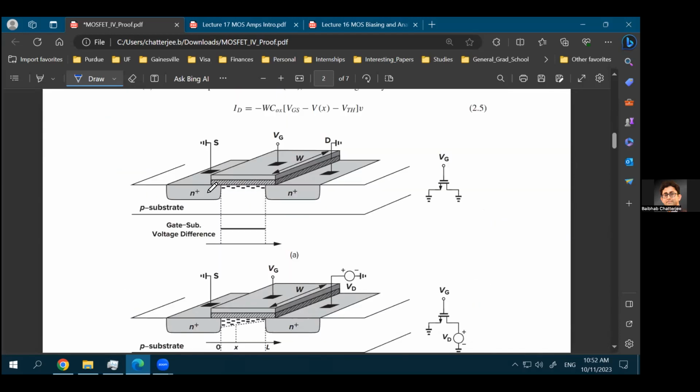So if this is your channel, and this is your N plus region, let's say this is the source, this side is the drain, and you're applying a gate voltage VG at the gate. The width of the gate is W, the length of the channel is L. So this direction is L. And remember that electrons are flowing along the direction of L.